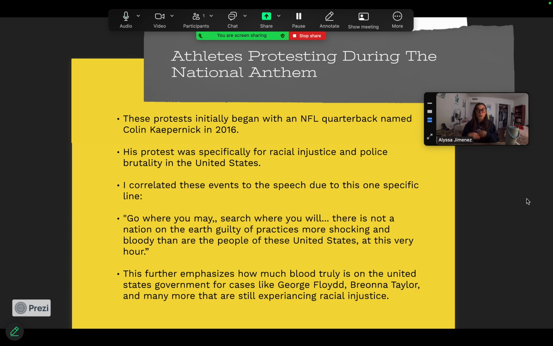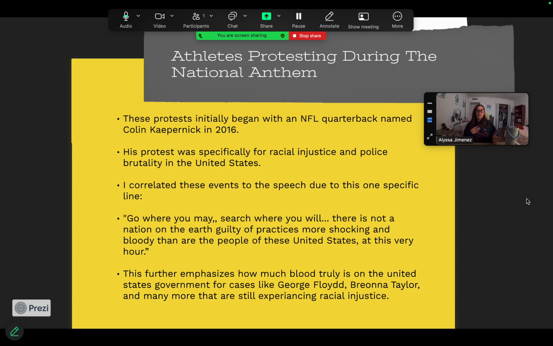this one specific line, I feel like, shook me to my core. It says, "Go where you may, search where you will, there is not a nation on the earth guilty of practices more shocking and bloody than are the people of the United States at this very hour." Mind you, he is talking about slavery. He is talking about the brutal environment that he is in, that he just got out of. That he's like, you guys thought this was normal, and you guys let this be the normal when we shouldn't have let it be normal.